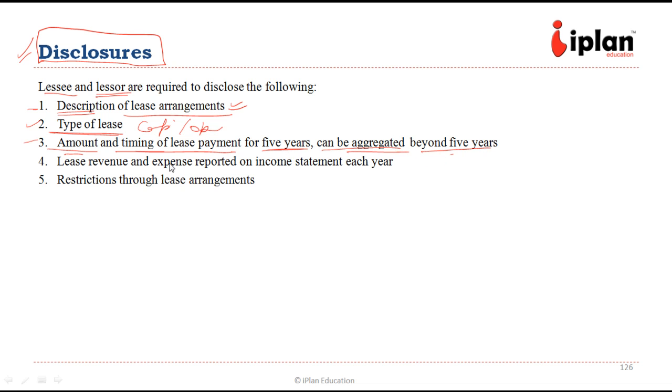Then the lease revenue and expenses, which should be reported on the income statement each year. And then if there are any restrictions through lease arrangements, that also has to be disclosed in the financial statements.